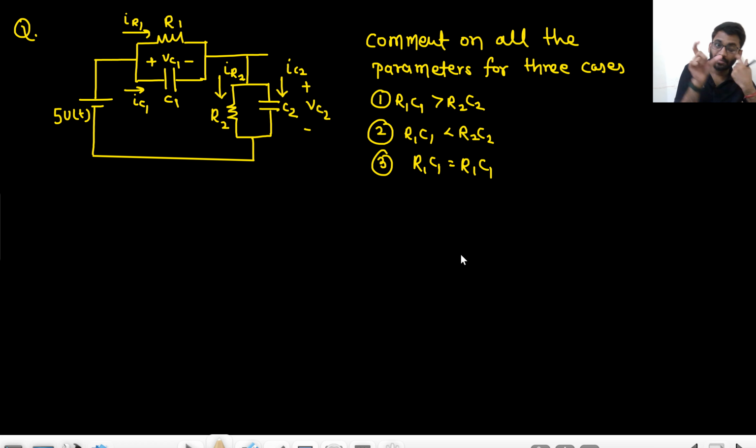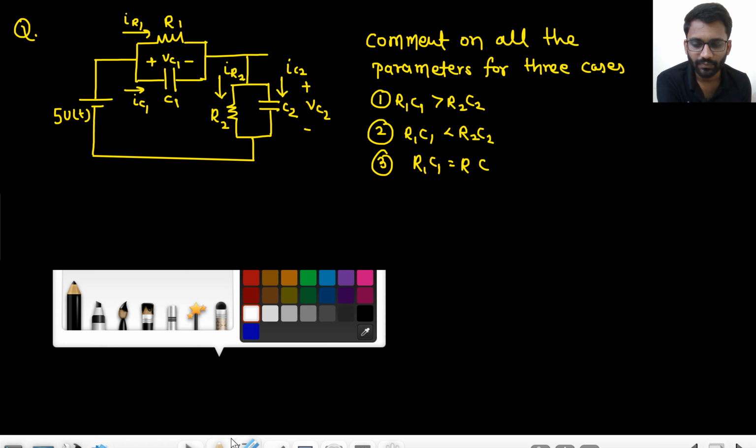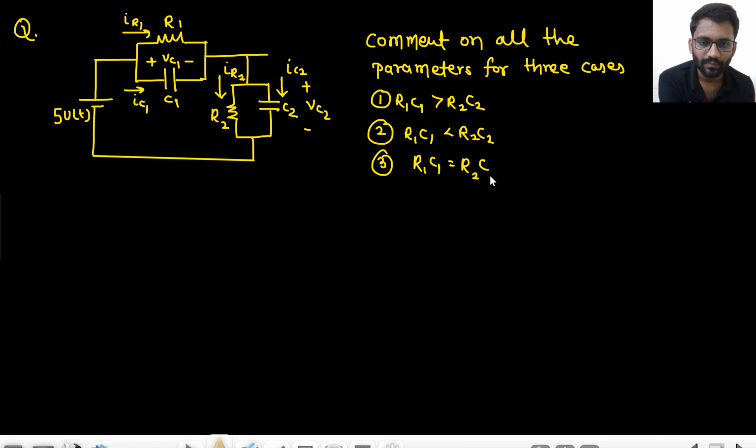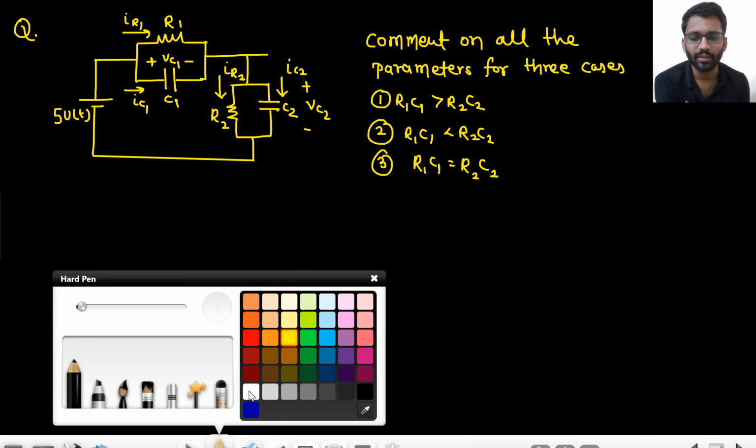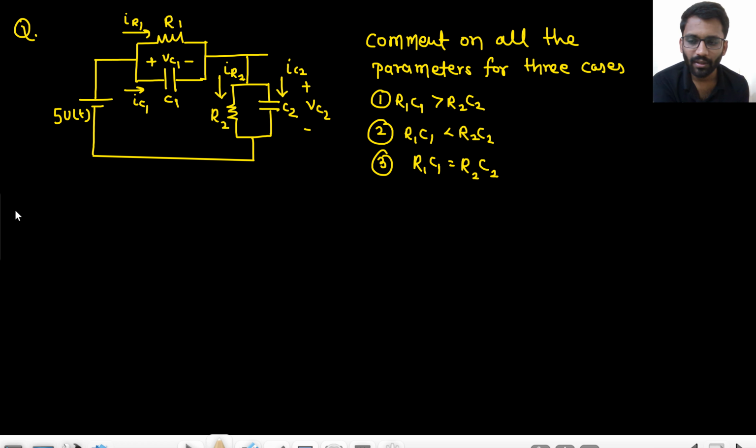R1C1 and R2C2, both parallel combination now. And now you need to comment on all the parameters like IR1, IC1, IC2, IR2, VC1, VC2 for these three cases: R1C1 greater than R2C2, R1C1 less than R2C2, R1C1 equal to R2C2. So you need to comment for all the parameters. First let's just forget about the conditions. First tell me what is the order of the circuit, and what is the time constant?